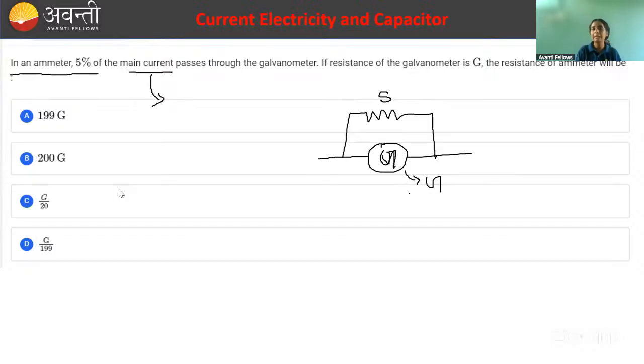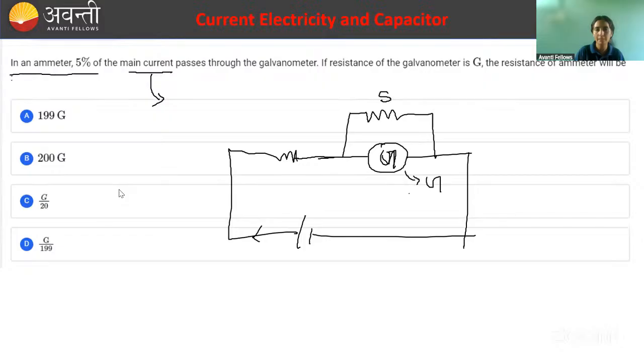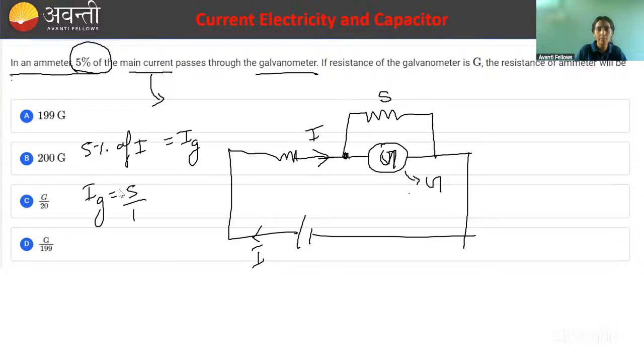In the meter, 5% of the main current passes through the galvanometer. Whatever current is coming from the battery, that is the main current, right? So let's say the current I is coming from here. So what is the main current value? That is I. This is the main current, the current that is trying to enter the ammeter. When it enters the ammeter, it has two branches, one galvanometer and the other shunt. How much current will pass through the galvanometer? In an ammeter, 5% of the main current passes through the galvanometer. So 5% of I passes through the galvanometer, that is equal to Ig. So the value of Ig is 5/100 into I, that is equal to 0.05 I.